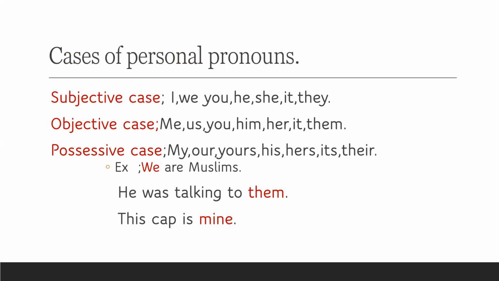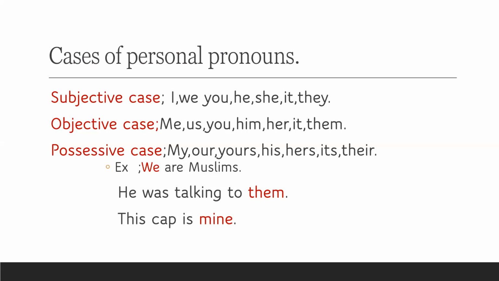Number one is subjective case, that is I, we, you, he, she, it, and they. When the pronoun is taken as a subject, and when the same is taken as object, then we use, instead of I, me. For we, us. You for you. He, him. She, her. It remains the same. And they, them. So these are the objective cases of pronouns when they act as an object in the sentence.